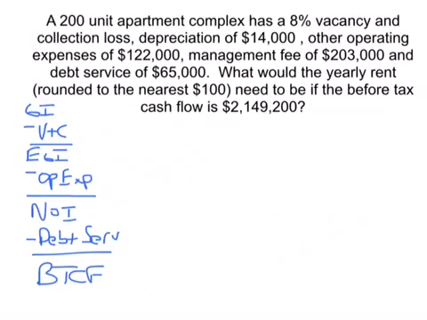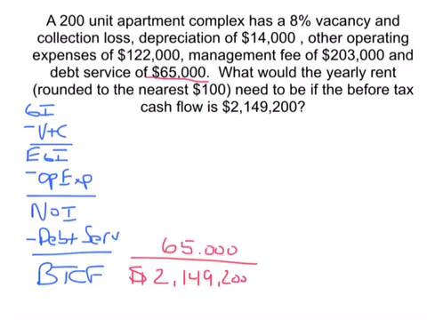So pause the recording and try to solve this problem. They've given us before tax cash flow of $2,149,200. To this, we're going to go back and add the debt service, so $65,000. Add those two together, and you have net operating income of $2,214,200. Good. Now we need to add back the operating expenses.